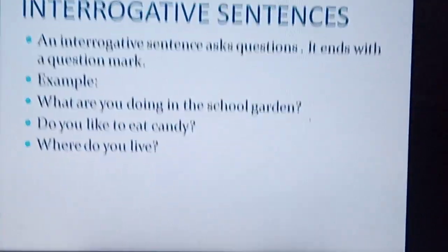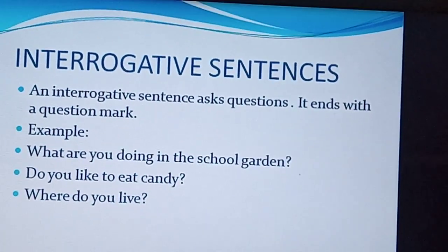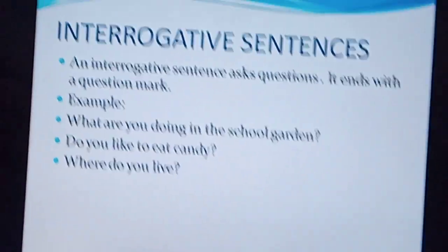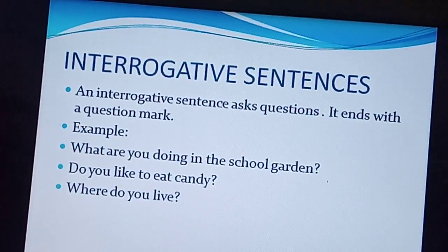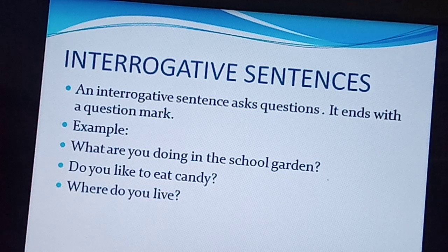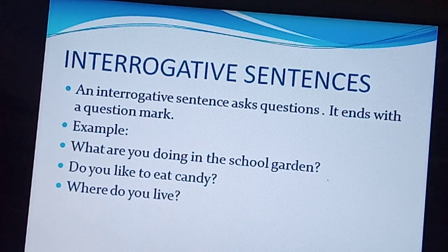Now interrogative sentence. Interrogative sentence means to interrogate. The word interrogative has come from interrogate. An interrogative sentence asks questions. It ends with a question mark. Now for example, what are you doing in the school garden? Do you like to eat candy? Where do you live? These are common questions from our day-to-day life. So when we are asking a question, or when the sentence ends with a question mark, the sentence is said to be an interrogative sentence.